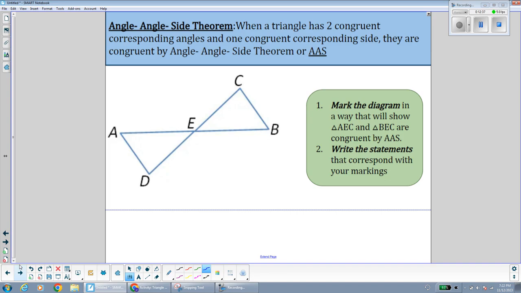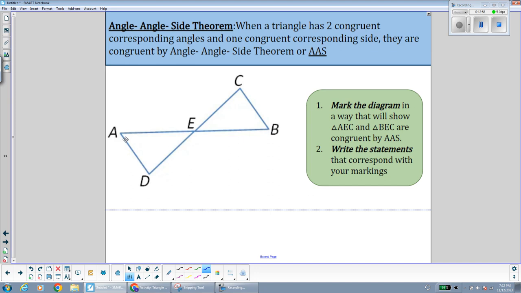Moving on to our fourth method for proving triangles congruent, we have angle, angle, side. And it's very, very similar to angle, side, angle, except the information is going to appear in a different order. Instead of the side being directly in between the two angles, for angle, angle, side, the side is going to follow the two congruent angles.